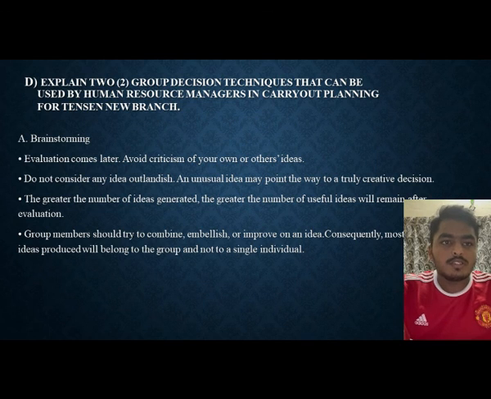Answer for question D. Explain two group decision techniques that can be used by human resource managers in career planning for the Tencent new branch. The answer is A, brainstorming.